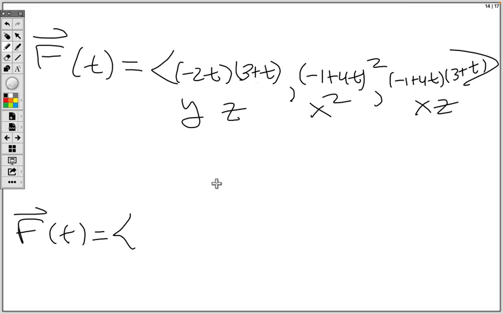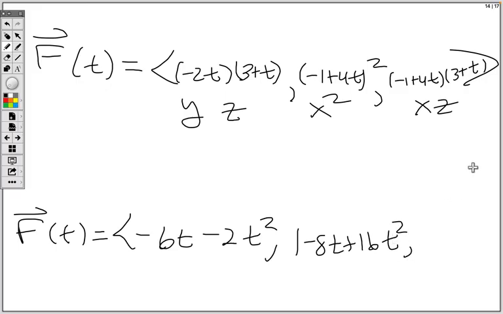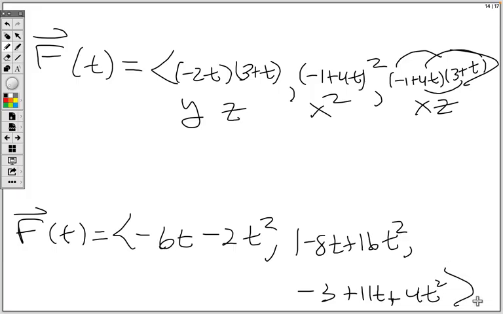I don't know. If you want to multiply this out, we would have negative 6t minus 2t squared. When you multiply this out, don't forget your middle term. And then here you got your minus 3 plus what? 12t minus t plus 11t plus 4t squared. Okay. So once again, this is function composition at its finest.